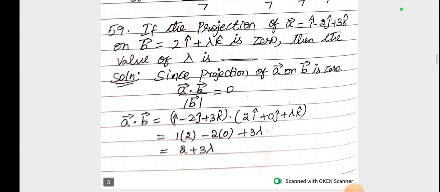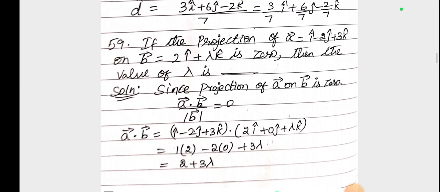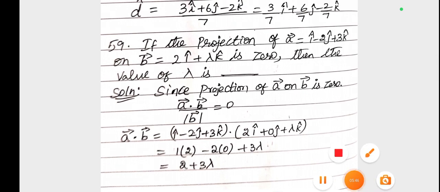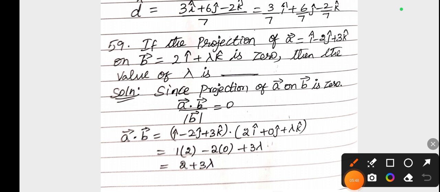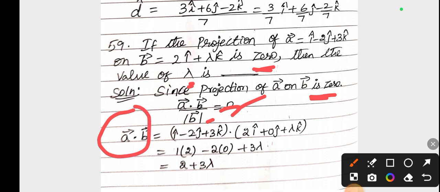Then next question, 59th. They are talking about the projection of A vector on B vector is 0. Find the value of lambda. So the projection of A on B is 0 now. We know, children, what is the projection of A on B? A vector dot B vector by magnitude of B vector, that is equal to 0. Division by magnitude of B vector goes across as multiplication. First find A vector dot B vector.